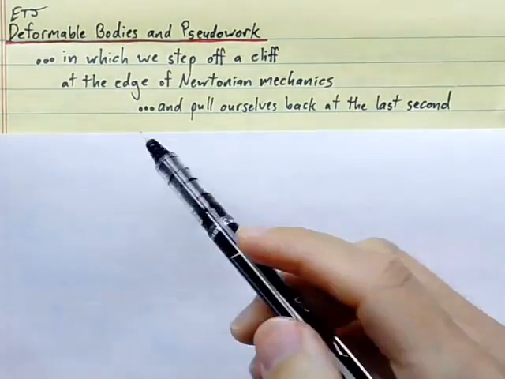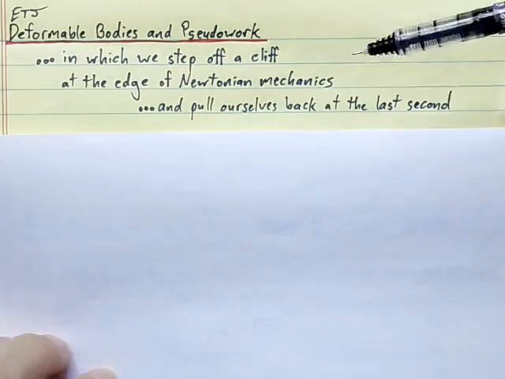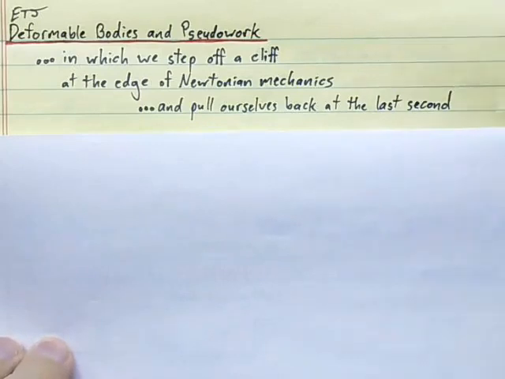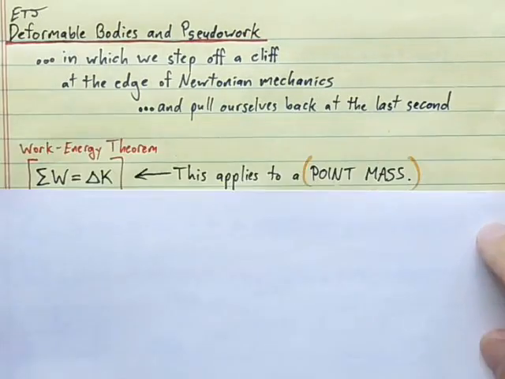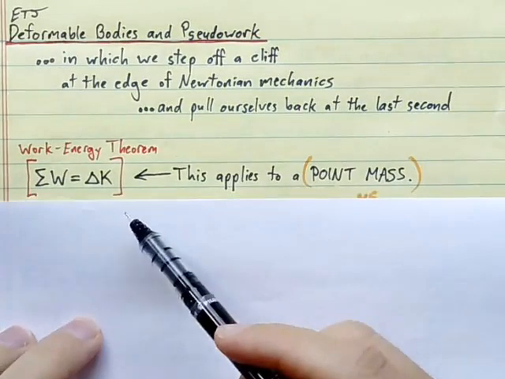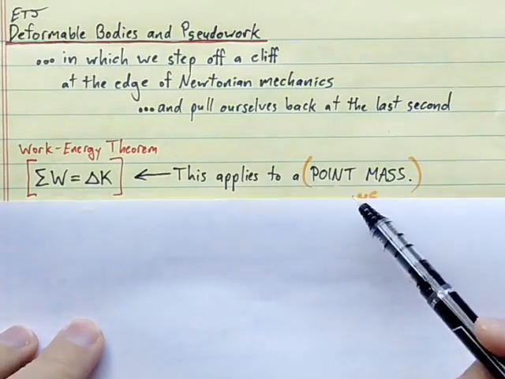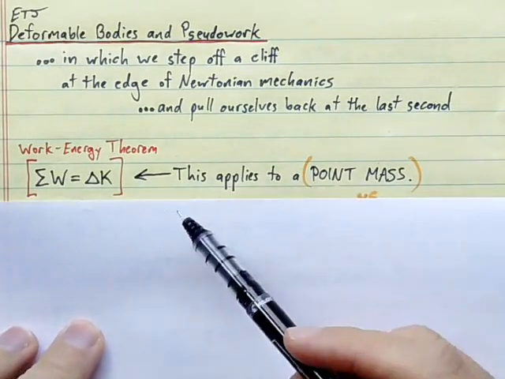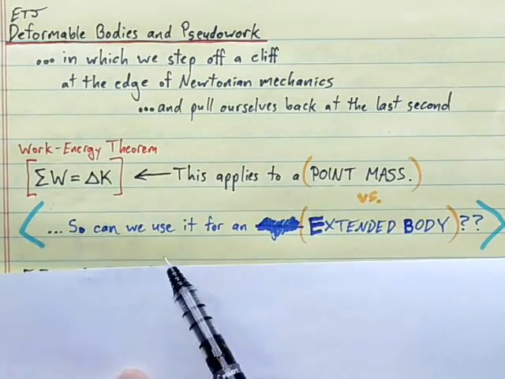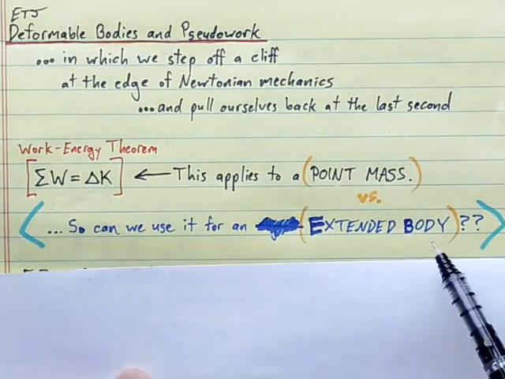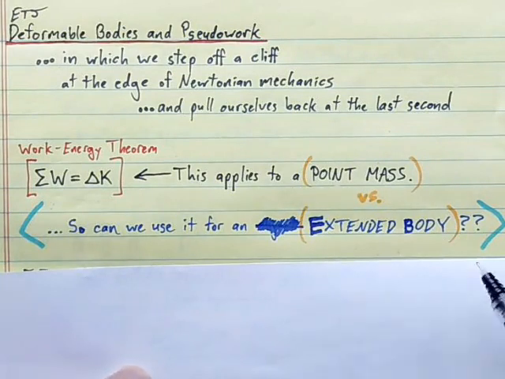So we're about to step off a cliff at the edge of Newtonian mechanics, but then we'll be pulling ourselves back at the last second. So the work energy theorem, as we know it, applies to a point mass and only to a point mass. We derived it by assuming we're working with a point mass. So can we use it for an extended body, something that has volume and shape and dimension?